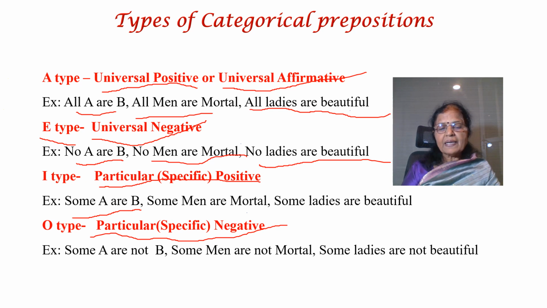And O type is negative, but particular. Some A are not B. This is a negative sentence. So we are talking about only few people. So particular, negative, O type. Some men are not mortal. The same sentence we are converting. And some ladies are not beautiful. Negative sentence and talking about particular people. So this one you should know. And this classification of the categorical proposition was given by Aristotle. All right.